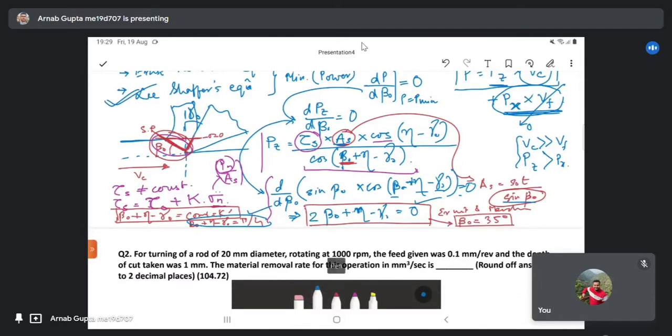Similarly, there's no mistake if you apply the Lee-Shaffer's formula also. You will arrive at a lesser value of beta naught, which is, so I have no place to write here. I'm just erasing this part and writing. So applying Lee-Shaffer's equation, we will get beta naught is equal to 24.65 degrees. Yeah. So this is how you should approach this problem.